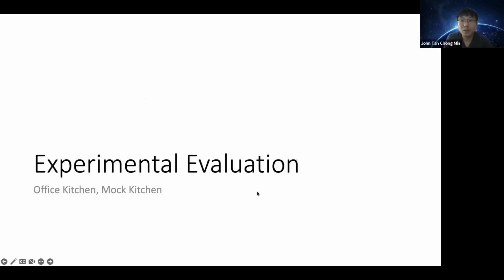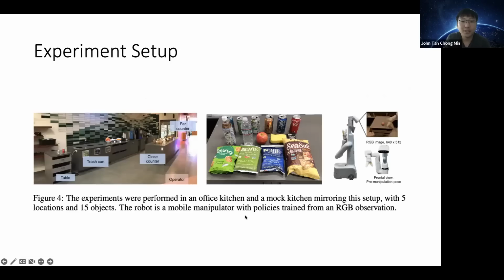So let's see how this fares on the experimental evaluation that SayCan uses, which is a kitchen environment. This is like a real-life kitchen. You have a table, a trash can, the close counter, a far counter, and so on. And these are some chips, some gassy drinks, apple, and so on. The robot that they use is called the Everyday Robot, which is a robotic arm gripper with 6 degrees of freedom.